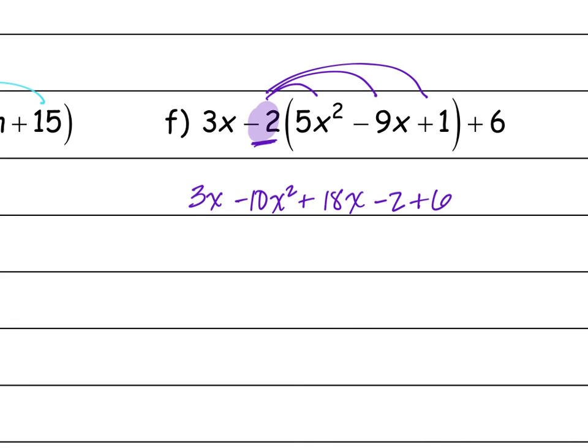Okay, so now I'm going to find my like terms. So I've got 3x and 18x, and I've got these 2 at the end. Those are my like terms.